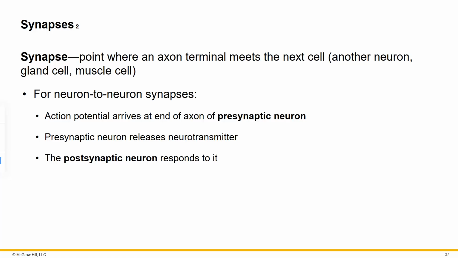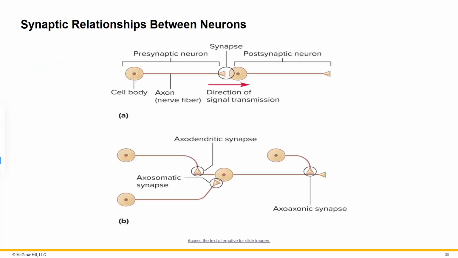Those chemicals are going to be released, and they're going to travel across the synapse and bind to the dendrites of the next neuron, the postsynaptic neuron. That postsynaptic neuron is then going to start the depolarization process. And then their cell body is going to depolarize to the point where if threshold is met, they're going to fire their own action potential. And that's kind of how that signal is carried from neuron to neuron. And this just shows that in a diagram.